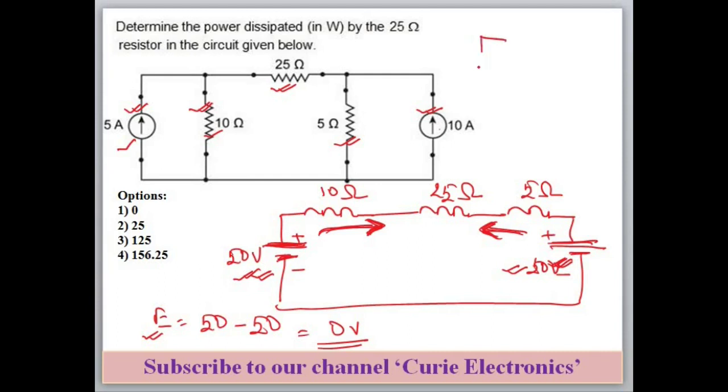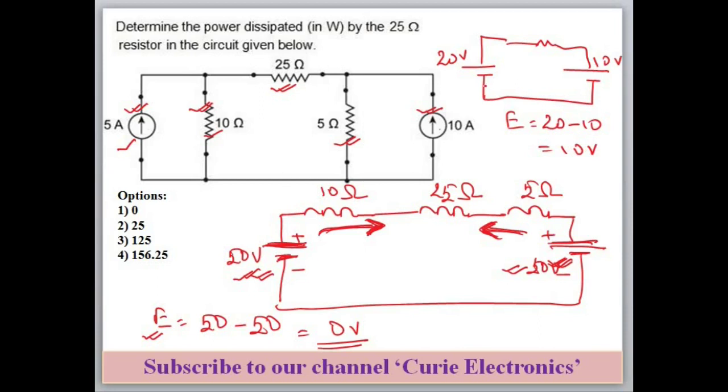Now suppose in a circuit there is a resistor, and here also they are opposing. If this is 20 volt and this is 10 volt, what will happen? Actual E will be 20 minus 10, or 10 volt. But here actual E will be 50 minus 50, which means 0 volt. Now if it is 0 volt, then there won't be any current flowing in the circuit. So what will be your power dissipated? 0.